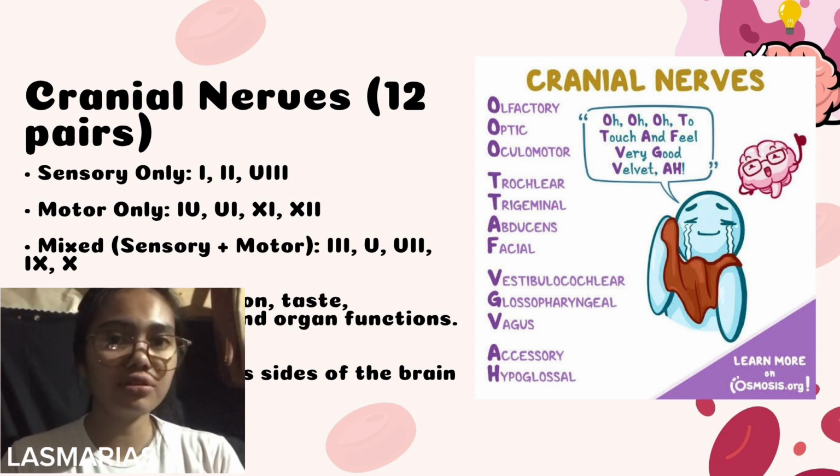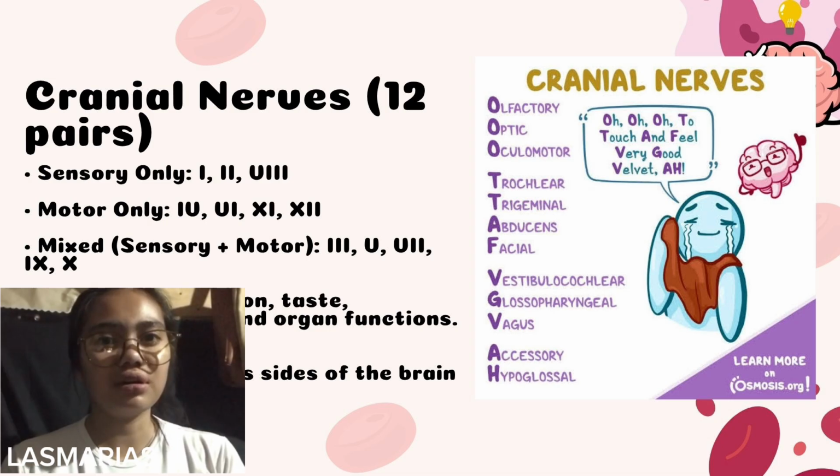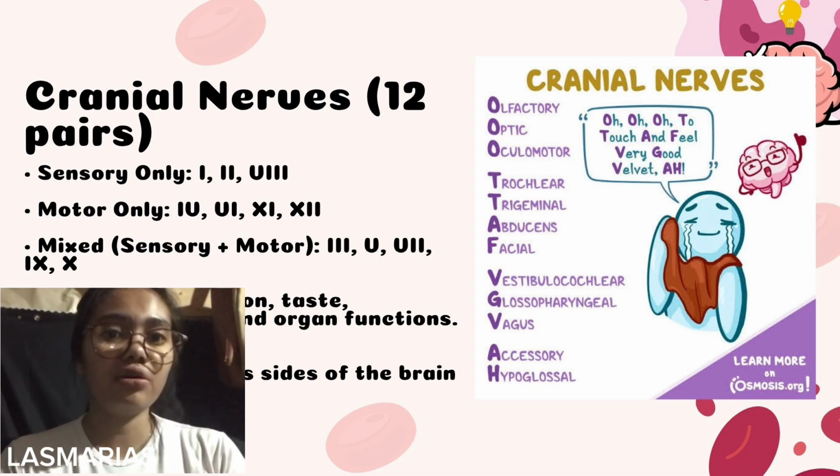And also, the facial nerve, or nerve number 7, controls the facial expression, taste from the front 2/3 of the tongue, and the production of tears and saliva. It's what allows you to smile, frown, or taste a sour candy.